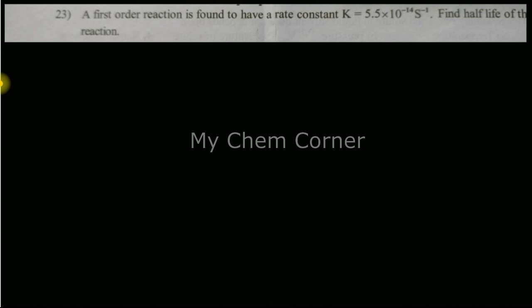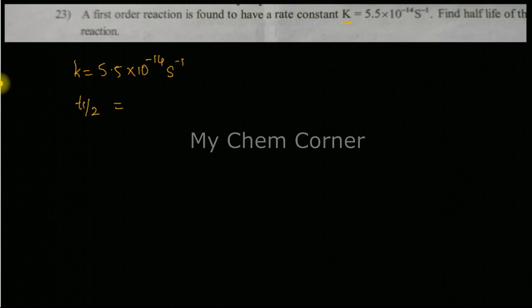Question number 23. It is a problem from chemical kinetics. A first order reaction is found to have a rate constant k. This K is not this K, it has to be small k. Okay, so small k is equal to 5.5 into 10 to the power minus 14 seconds inverse. Find the half-life of a reaction. Half-life of the reaction you need to find out.